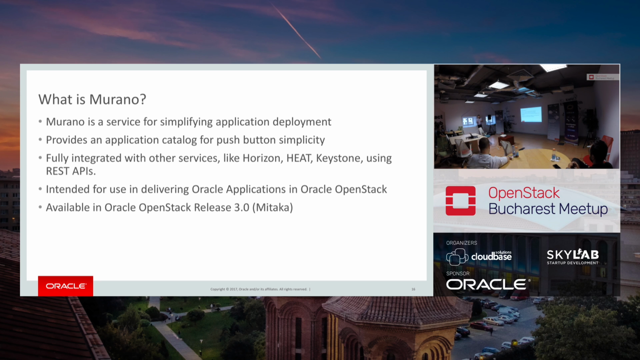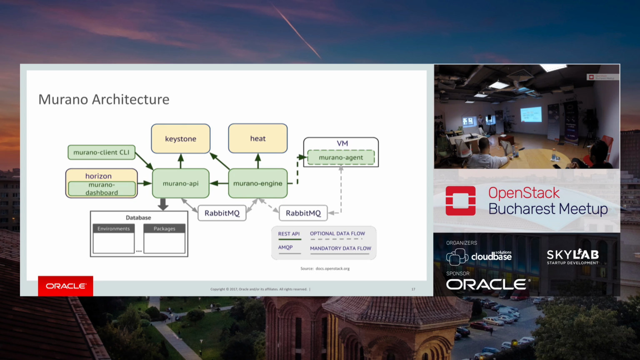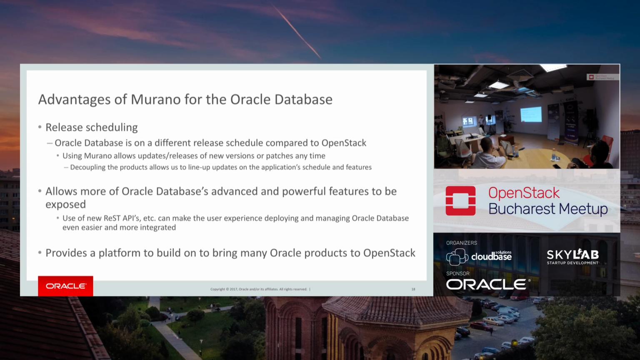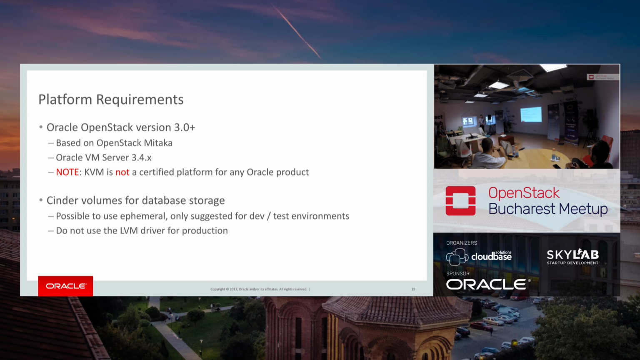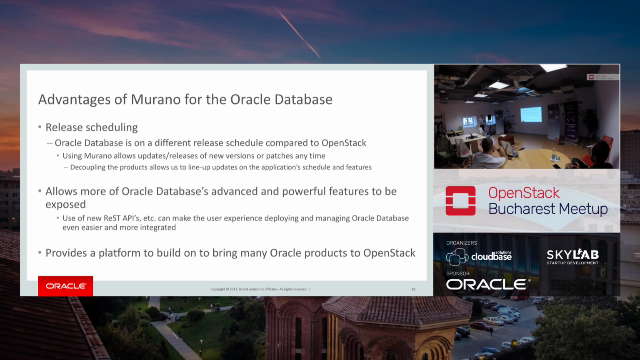What's happening there involves multiple services. For example, we have a Murano API that is used by a client or the Murano dashboard, and the Murano engine integrates with Heat. Heat is then in contact with Cinder to create volumes, with Nova to start instances, and with Neutron to ensure network connectivity. The Murano agent is used to manipulate the instance inside. There is a specific script running, build_cluster.sh, which is copied by the Murano agent inside the instance, and it runs in order to create the Oracle database.